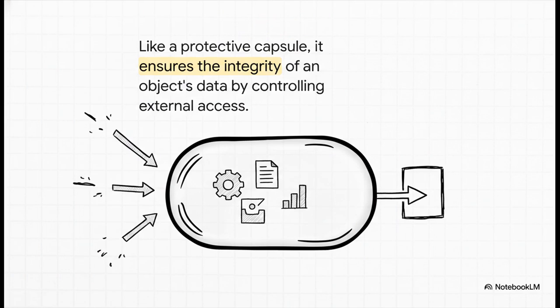And this image of a capsule, it's the perfect way to think about it. The important data is tucked away safely inside. If some other piece of your code wants to interact with it, it can't just barge in. It has to go through these official doorways, the public methods that you've created. This gives you, the programmer, total control over how your object's data is used.